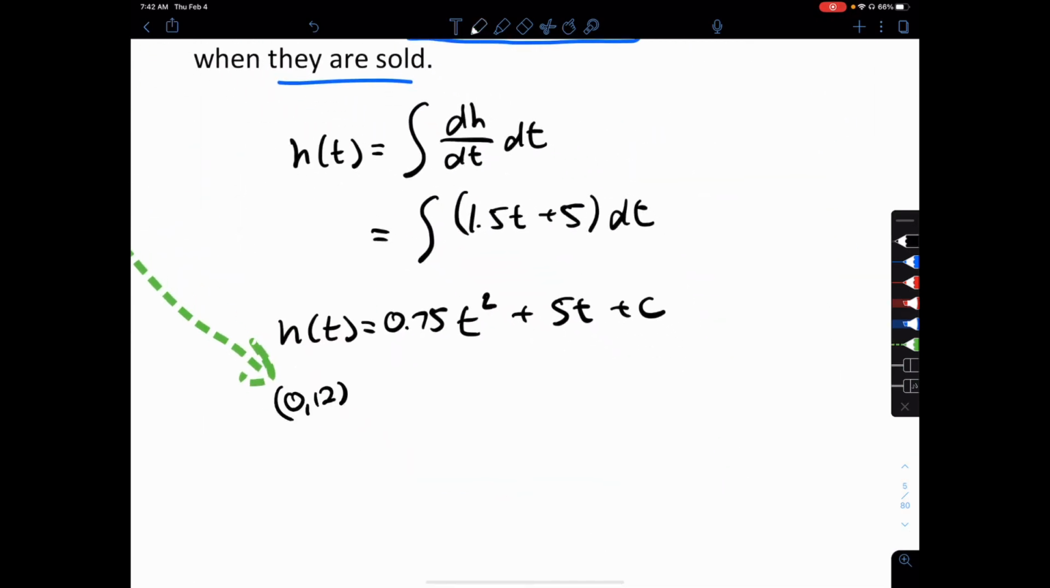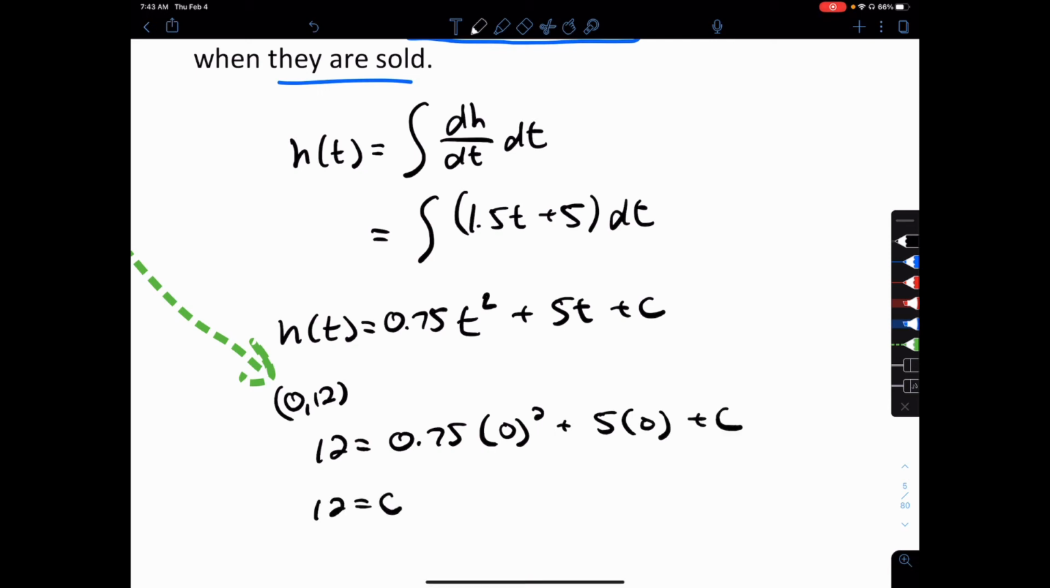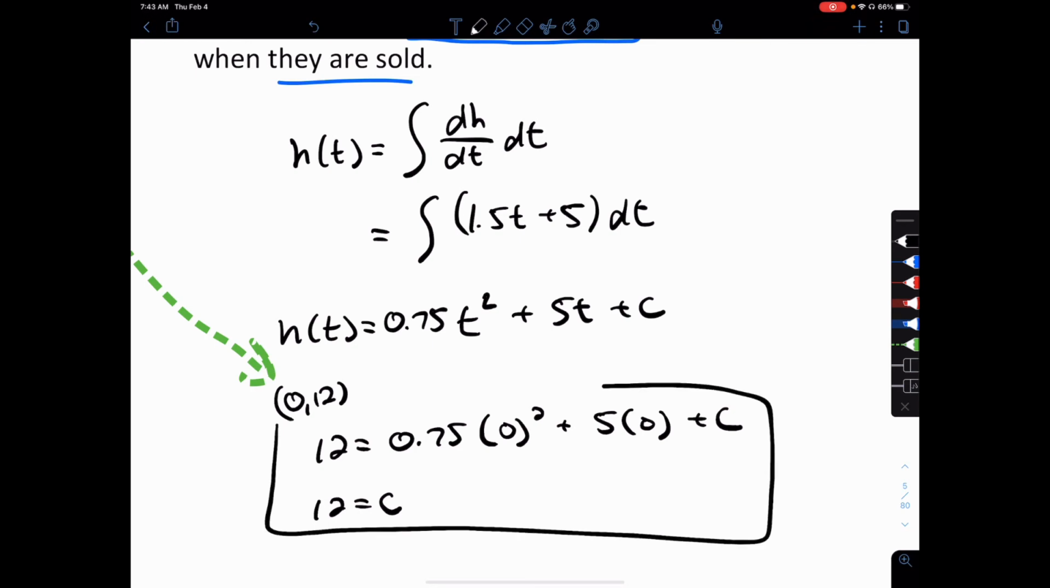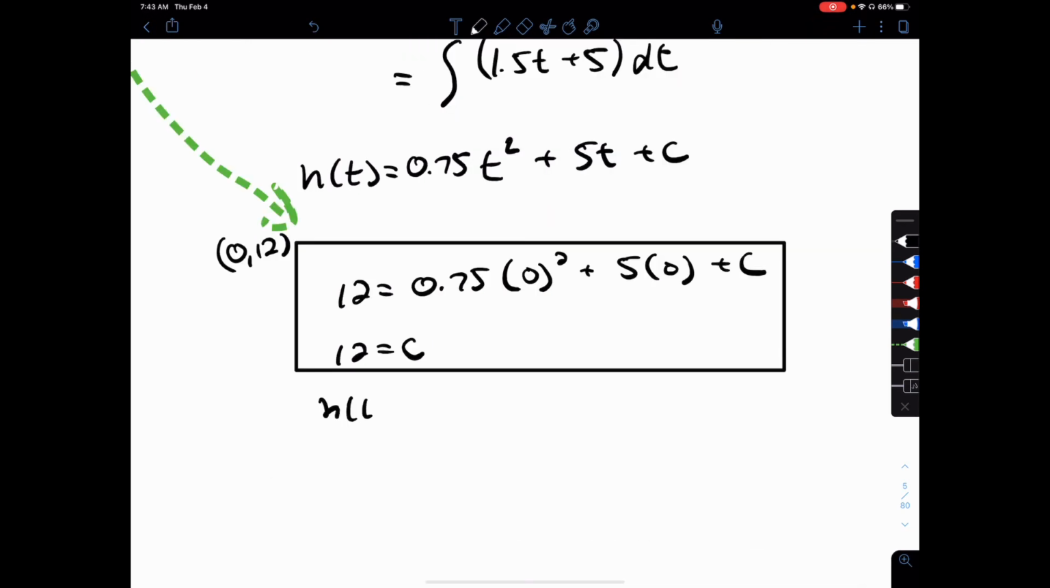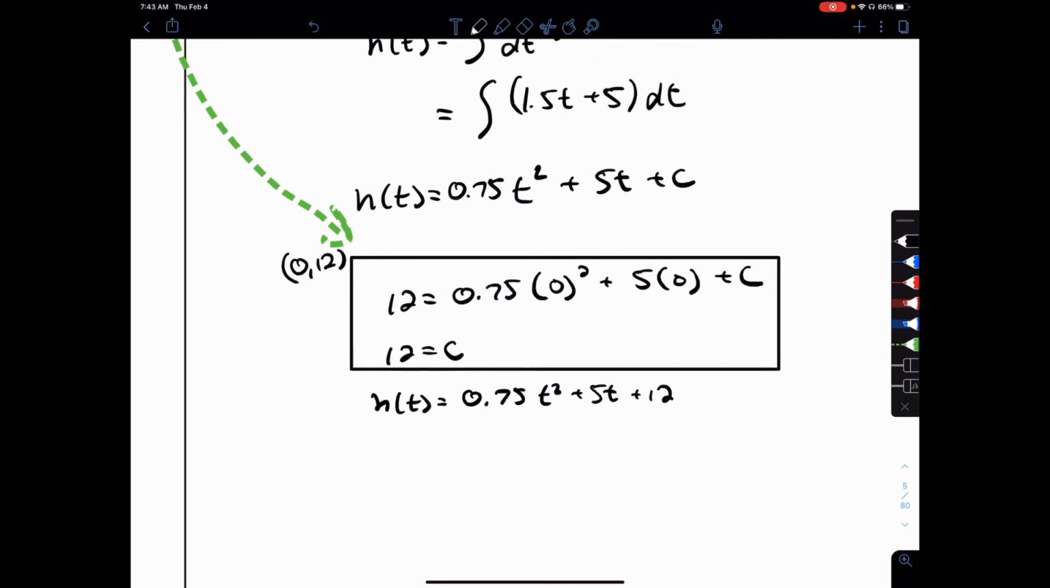Zero, 12. So we put 12 in for h. We put 0 in for t, which is going to make this super easy to calculate. And we get that c is 12. To answer the first part of the question, our function for h of t is 0.75 t squared plus 5t plus 12. So this answers one part of the question.